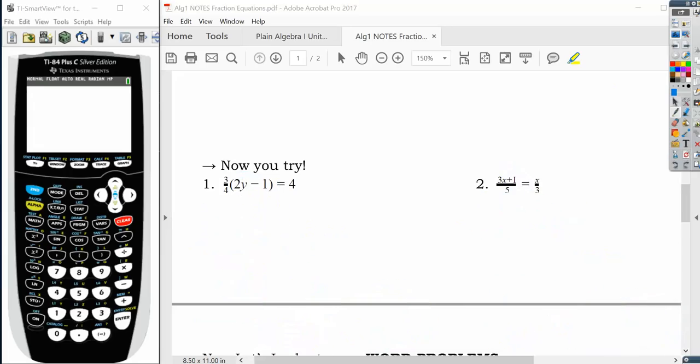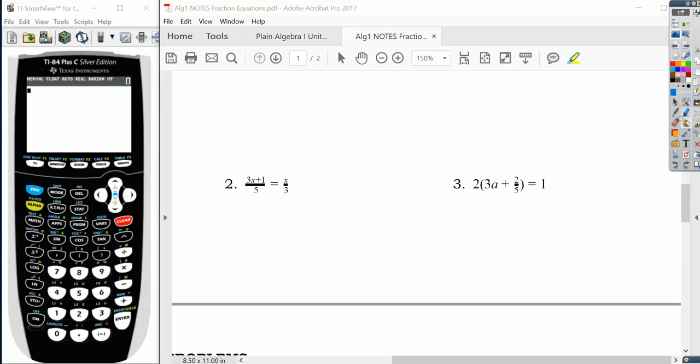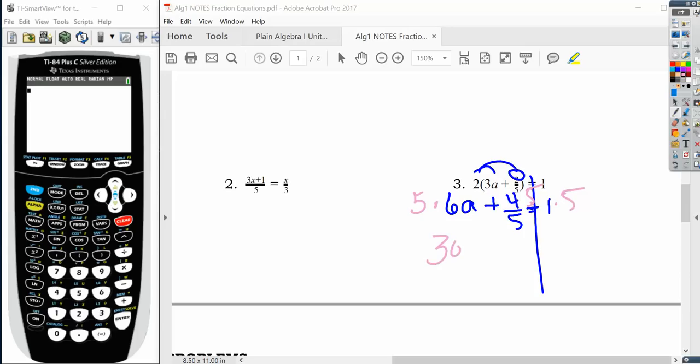Okay? So if I go over and I do the last one, I know I have to distribute because I have parentheses. So 2 times 3a is 6a. And 2 times 2/5, well, 2 times 2 is 4, so that's 4/5. That just equals 1. So now I'm going to multiply everything by 5. So I'm left with 30a plus, my 5's cancel out, 4. 1 times 5 is 5. Subtract 4 on both sides, so I have 30a equals 1.